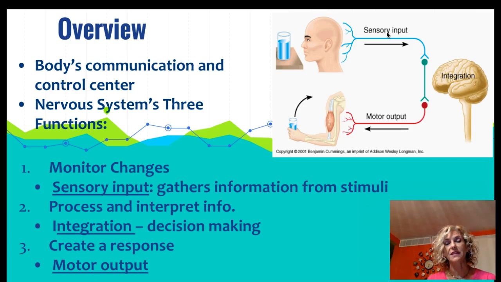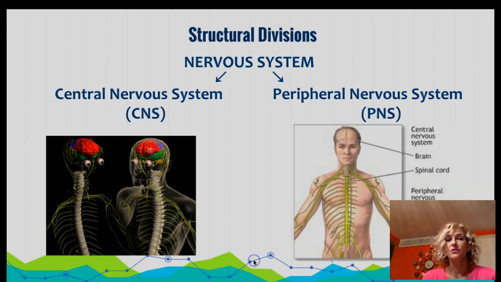Those are your general senses because you have those sense receptors everywhere, but you also have your special senses, and those are the ones that are contained within certain areas. So sensory input, integration, and motor output are the three jobs, and the divisions of the nervous system allow it to do those three jobs.